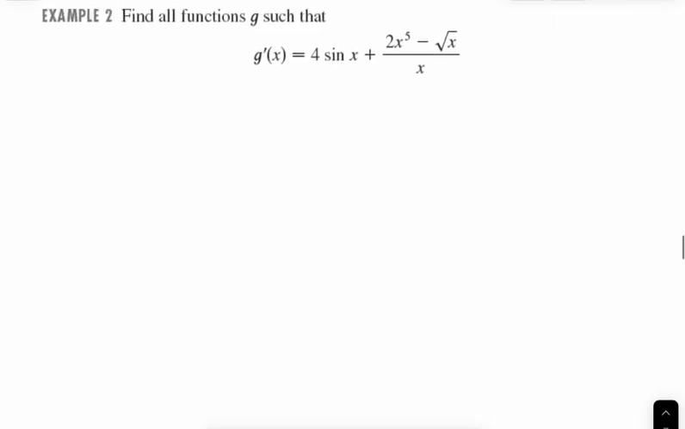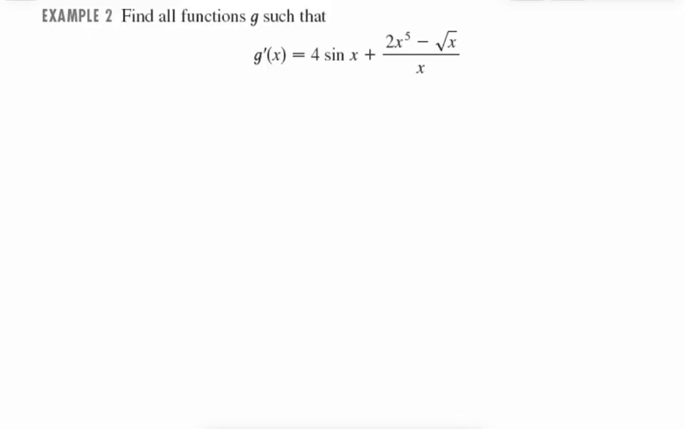So let's take a look at example 2. They've said that g prime is 4 sine of x plus 2x to the 5th minus the square root of x, all divided by x. Find g. What would be our original function? Now see where it says to find all functions. That means make sure to put the plus c on there to account for any constant that could have popped up.